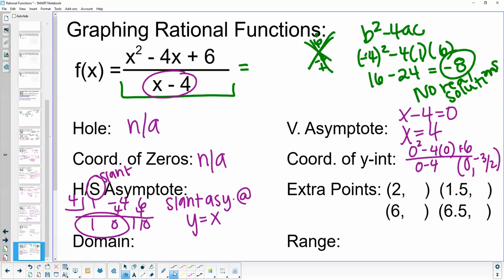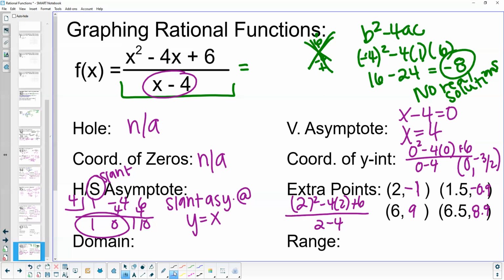We're going to do it the same way we did before. So we would do 2 squared minus 4 times 2 plus 6 divided by 2 minus 4. As we plug that in and calculate it out, we get -1 for 2. If we put in 1.5, we get -0.9. For 6, we get 9. And for 6.5, we get 8.9.